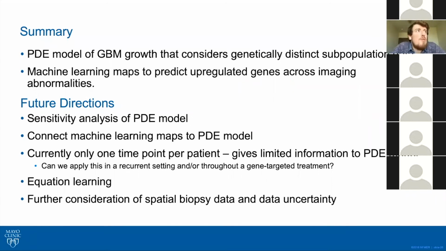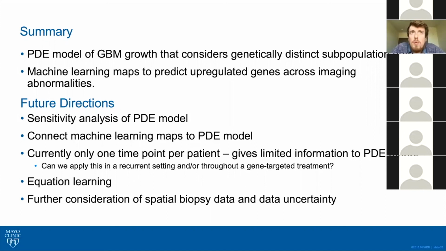Our future directions, for example: we want to run a sensitivity analysis on the PDE model to really see how alpha interplays with those other parameters, which can definitely change our best fit. We want to connect machine learning, like I mentioned. Currently, we only have one time point per patient, so we're waiting for the patients to progress so we can collect more samples, more time points, and just see if we can apply this in our current setting. Basically, can we validate this?